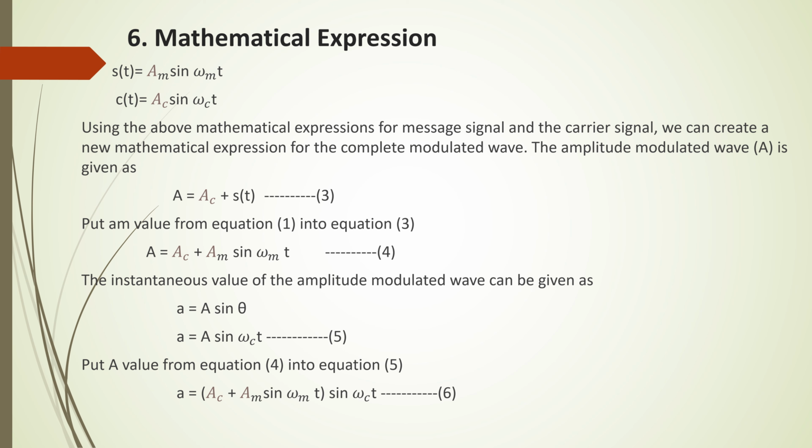Equation 4. The instantaneous value of the amplitude modulated wave can be given as A = A sin theta, that is, A = A sin omega c t, equation 5. Put the A value from equation 4 into equation 5. We get A = (Ac + Am sin omega m t) sin omega c t.